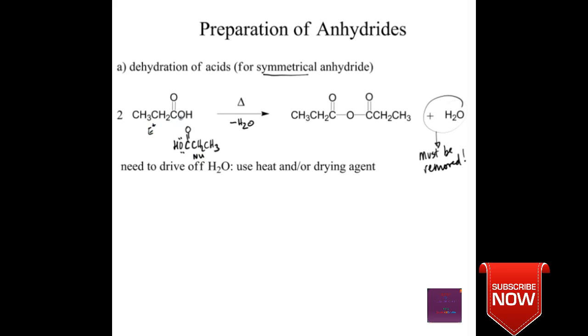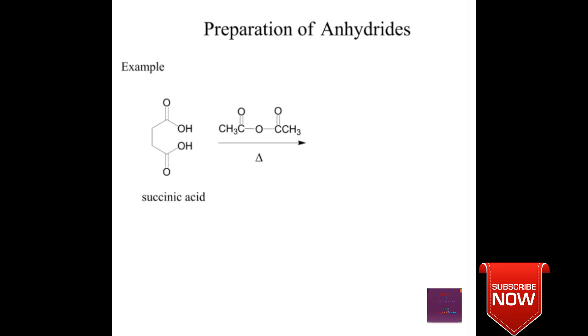So just kind of the key, I'm not going to do a complete mechanism for this, but here's the bond that's forming as the OH group is adding in, and then eventually you're going to be eliminating this leaving group and replacing that leaving group. So that's one possible way to synthesize an anhydride. Let's see an example of that.